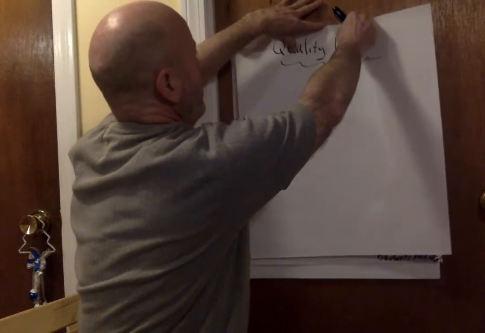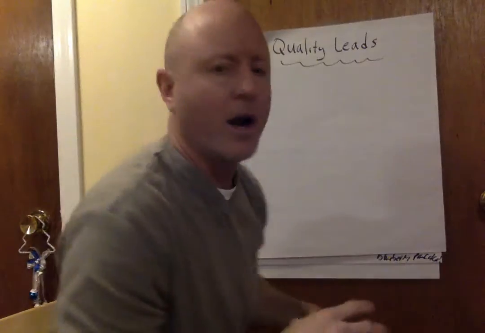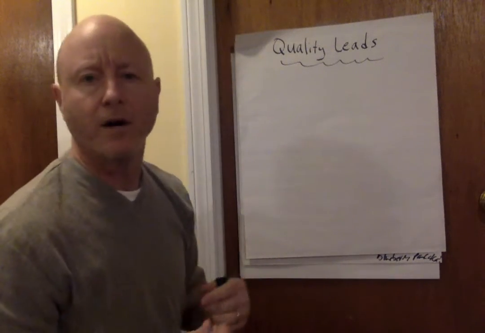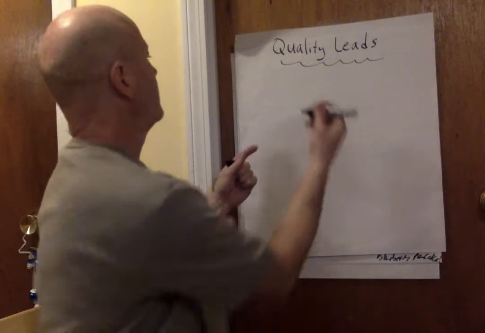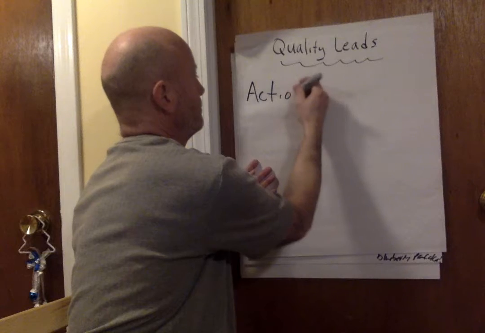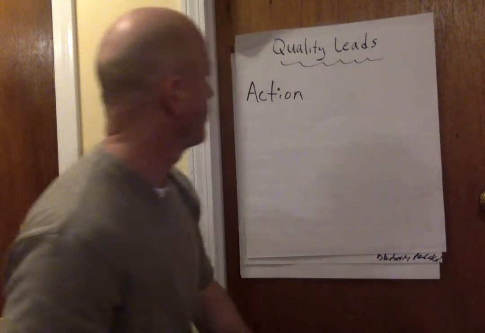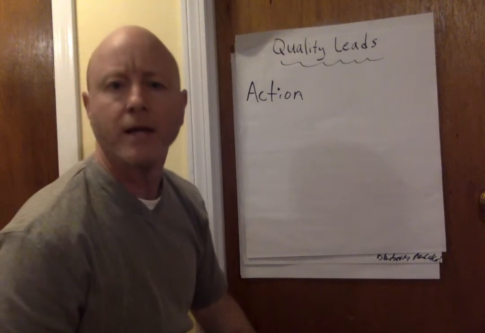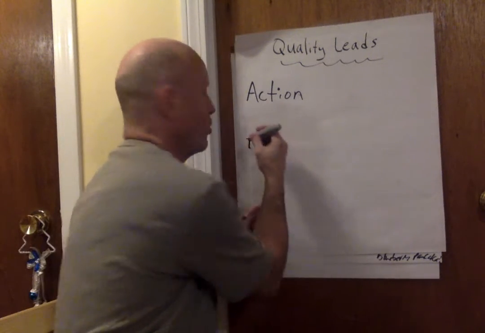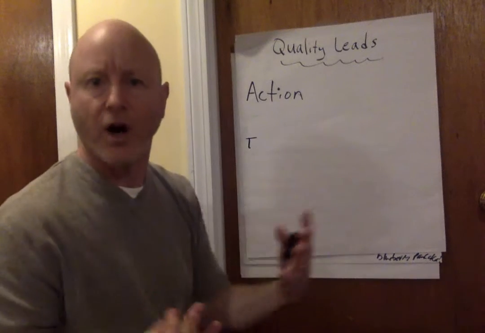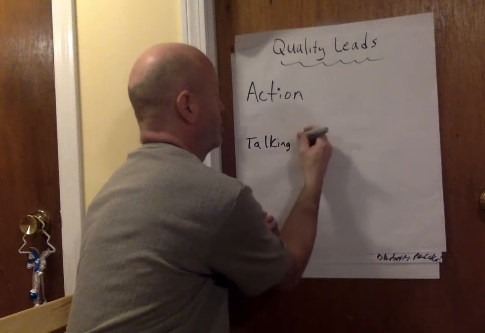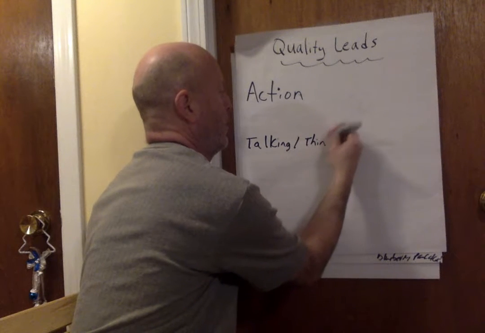All right, there are 3 ways that we can start our story that will be of quality. The first way is with an action. The second way is with talking or thinking. We may have a character talk, or the thoughts of that character. So action, talking, thinking.